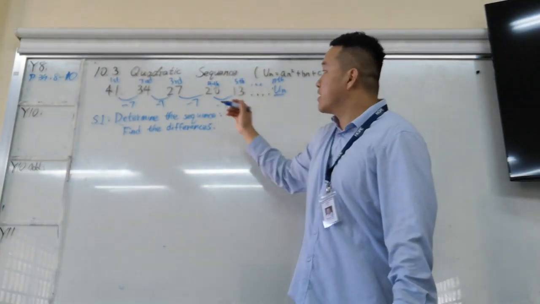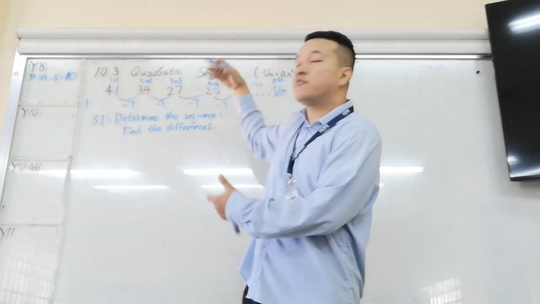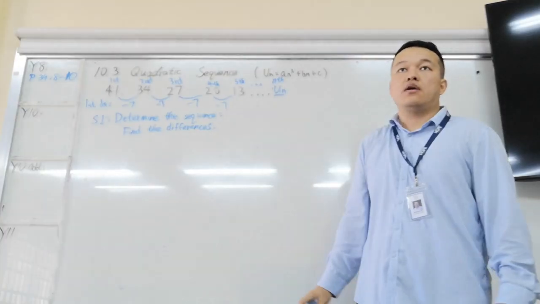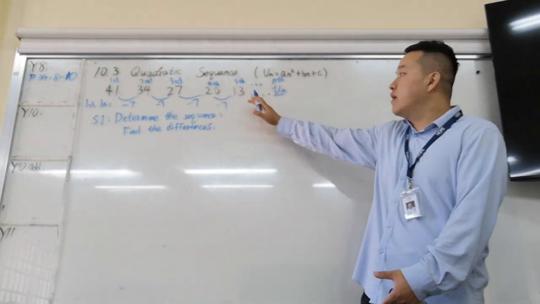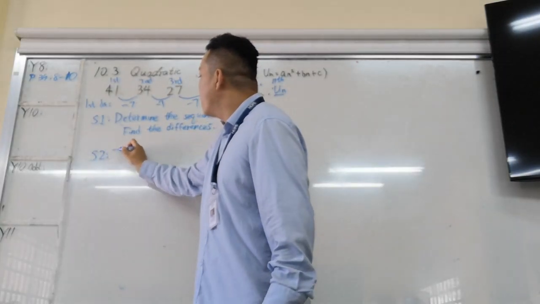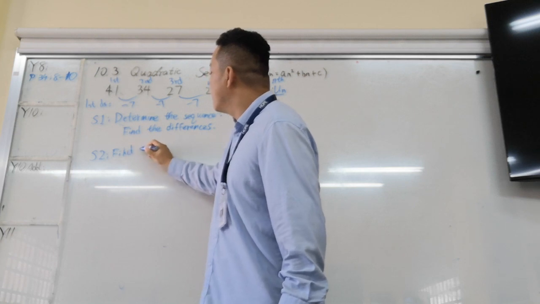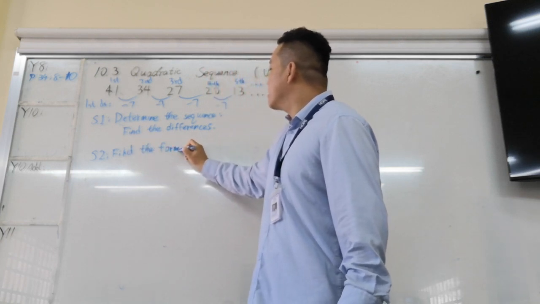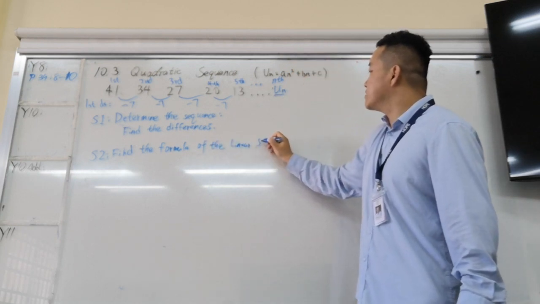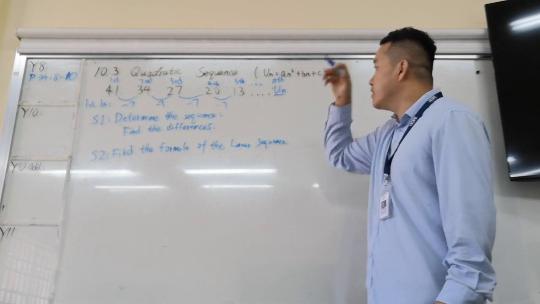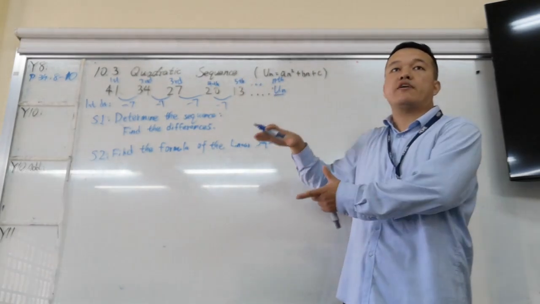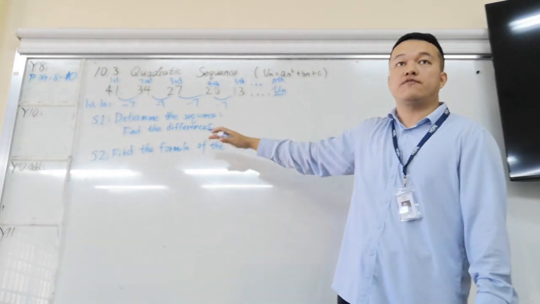So if they're all the same, okay, this is what we call these numbers, first differences. I'll just write down first Ds. First differences. If first differences are all the same, it's linear. Yes, it's linear. Now step 2, find the formula of the linear sequence. Since we know they're all in the linear sequence, we're going to use the method for calculating the linear formula of a linear sequence.